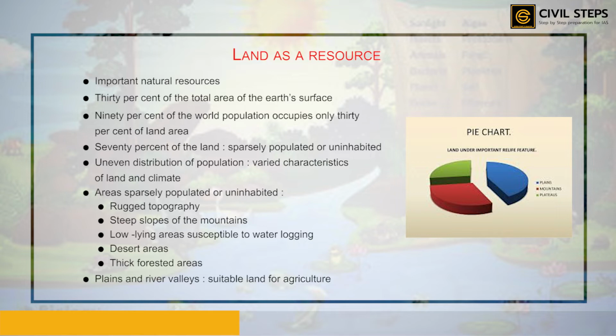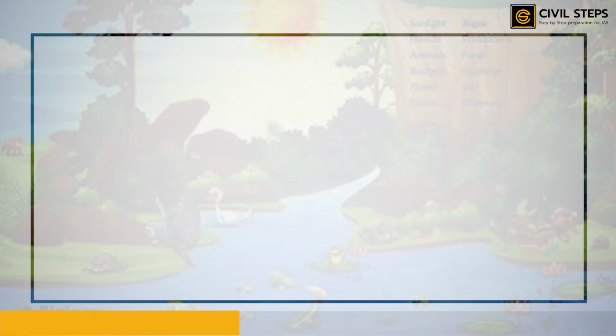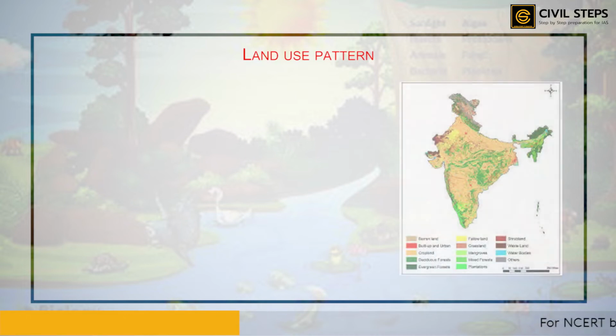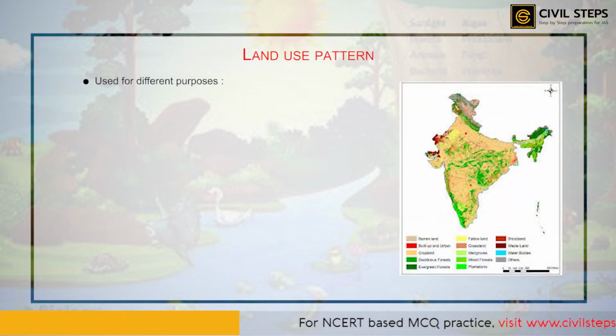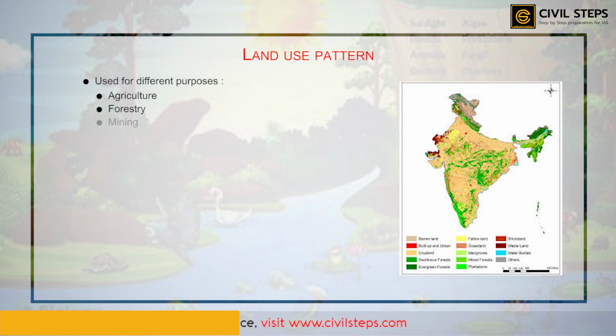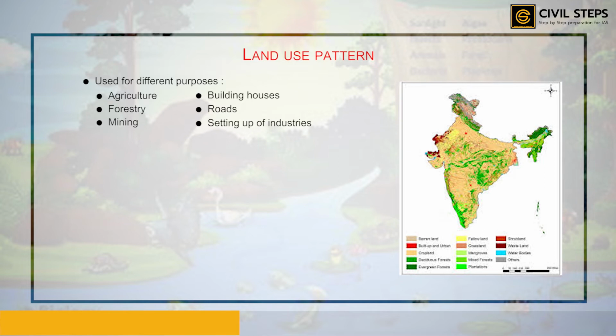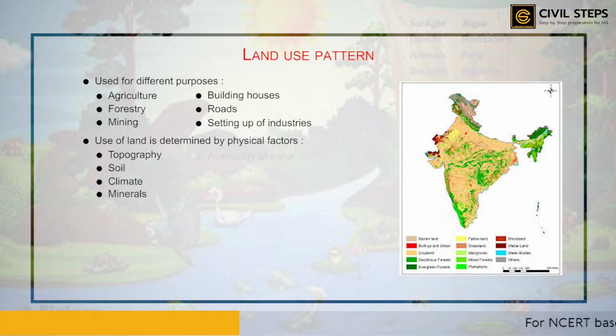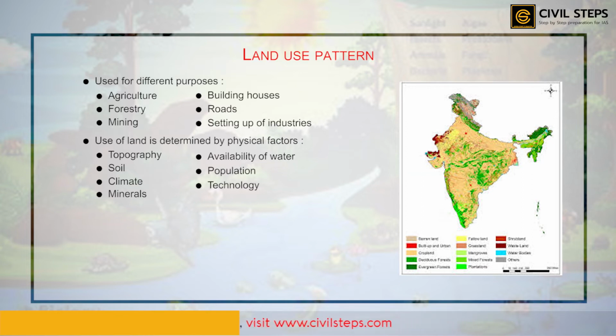So after talking about the land as a resource, let us talk about the use of land, or we can say the land use pattern. Land is used for different purposes such as agriculture, forestry, mining, building houses and roads, setting up of industries. So this is commonly termed as the land use. The use of land is determined by physical factors such as topography, soil, climate, minerals, and the availability of water. Human factors such as the population and technology are also important determinants of land use pattern.